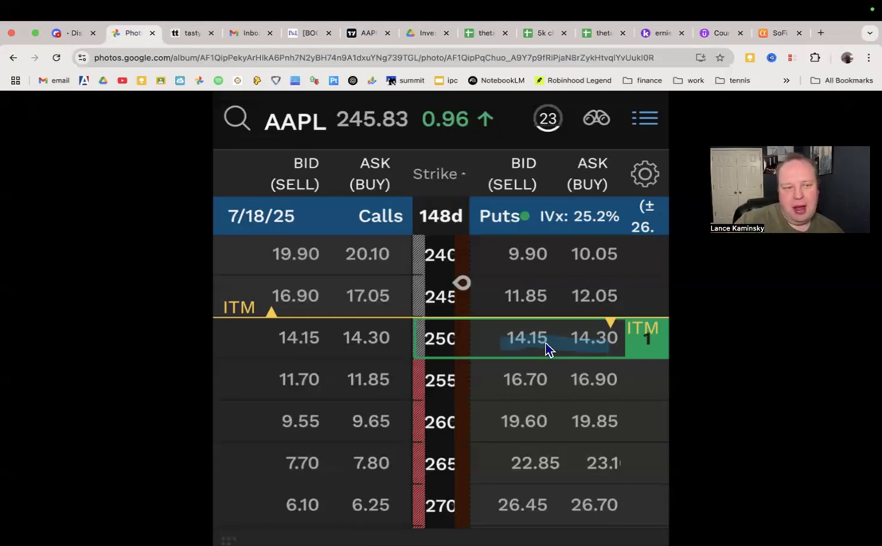Okay. Now let's look at a possible more realistic situation. Let's say it stays exactly where it was at 245 or so. In this case, the 250 put would be worth about 5. So if it went from 250 to 245, just subtract that. This option will be worth 5. You bought it for around 14. You would be down about $900 by doing that.